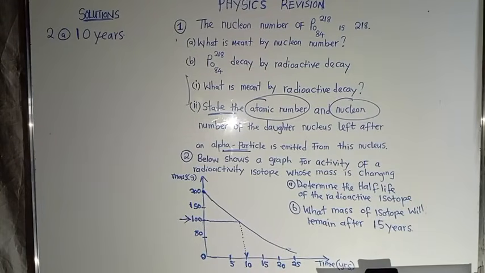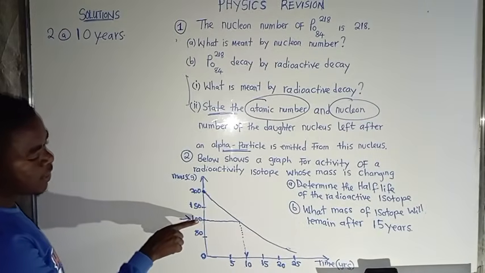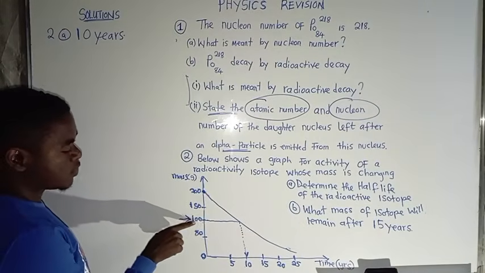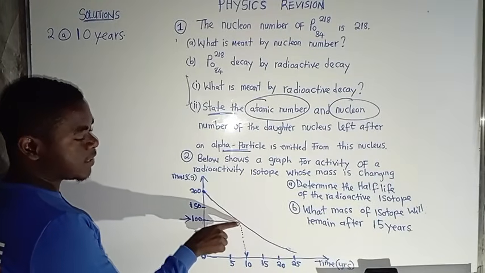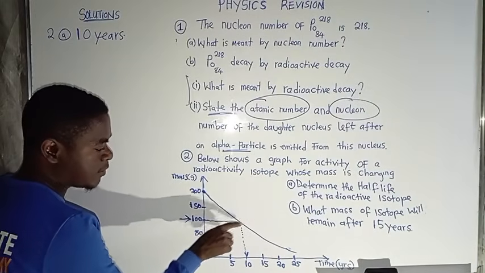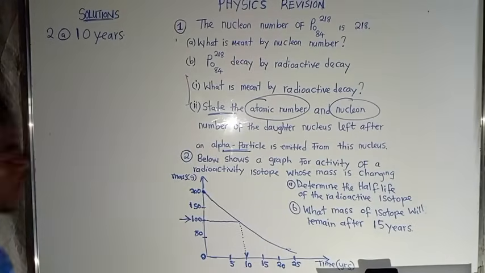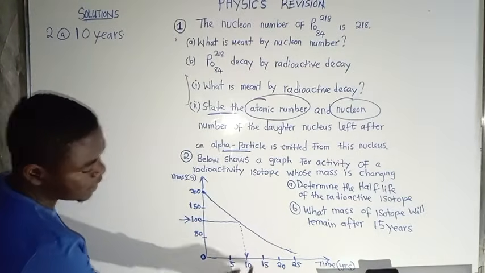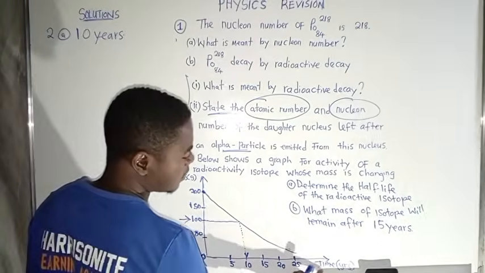So you go where there is half of what you are given. Half of 200 is 100. You go at 100, you go straight, 200, 100, straight until you meet the curve. Whenever you meet the curve, then you change the direction. You hit into it, don't penetrate through. Then you go down like that, so that you get the number that is there. According to this, it is falling at exactly 10. So this is 10 years. I've already told you that these are years.